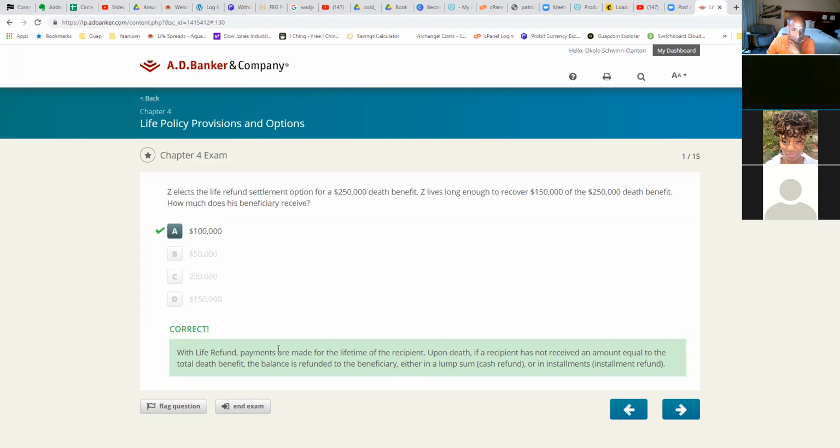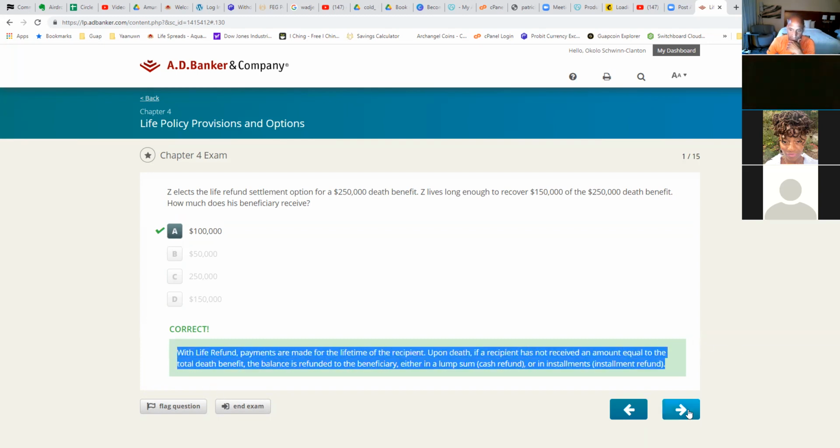With life refund, payments are made for the lifetime of the recipient. Upon death, if a recipient has not received an amount equal to the total death benefit, the balance is refunded to the beneficiary, either in a lump sum cash refund or in installment refund. So if you get it right, then go read the correct answer.